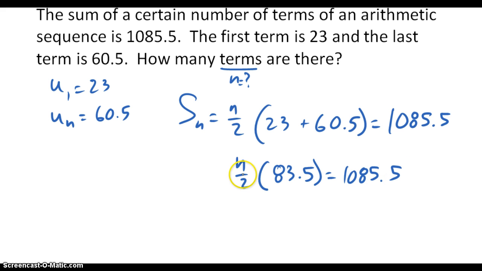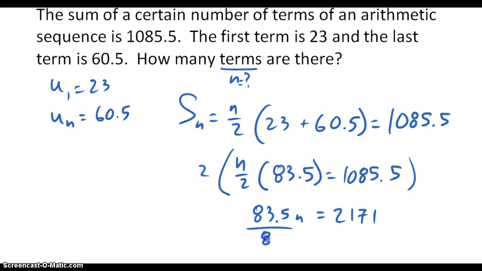So we want to get rid of this divide by 2. What's the opposite of divide by 2 to both sides? Let's multiply both sides by 2, and then we just have 83.5 times n, or 83.5n equals this times 2, right? So that's going to be 2,171, okay? And then we divide both sides by 83.5, and we get n equals, in this case, 26, okay?